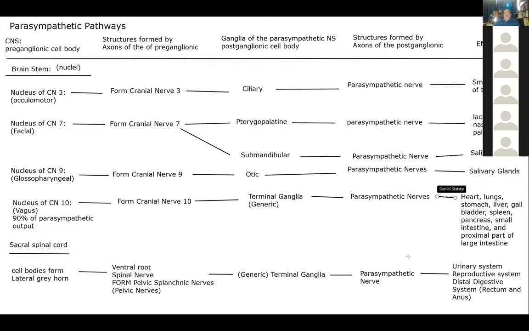So on the exam, could I ask you to describe the pathway by which the parasympathetic nervous system caused the eye to dilate, increased defecation, made the stomach release more gastric juice, produced saliva, cried, any of those things? And should you be able to describe this? Absolutely. Yes. Yep.